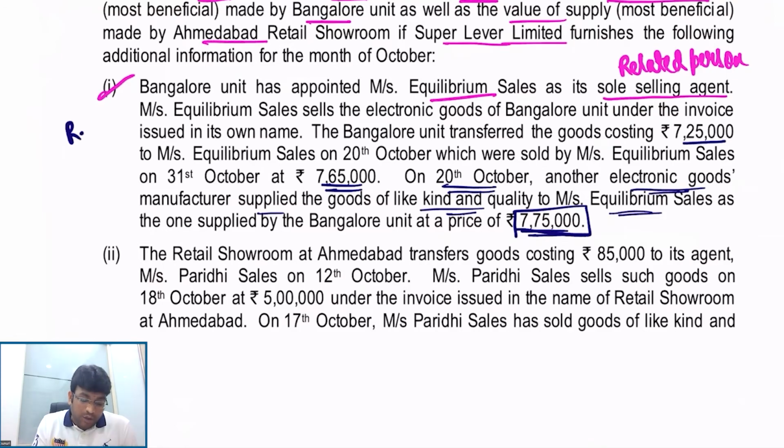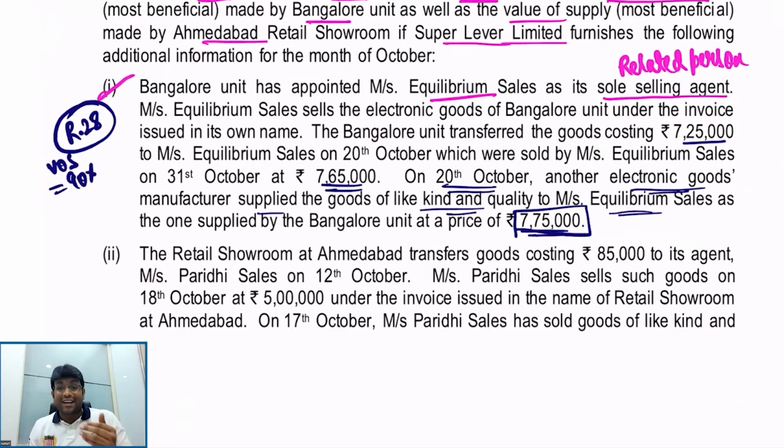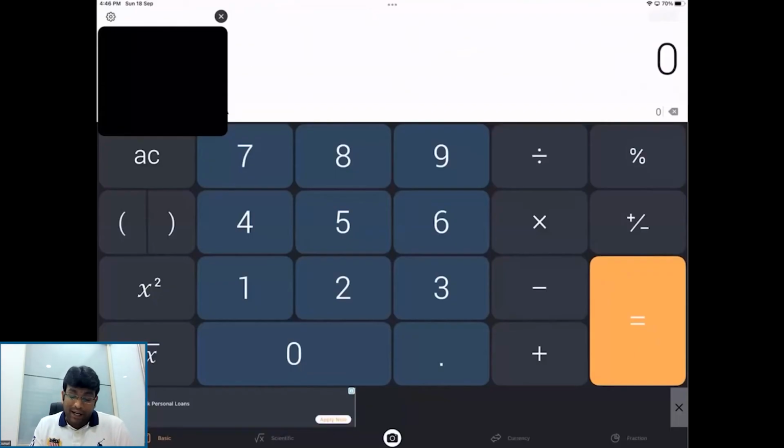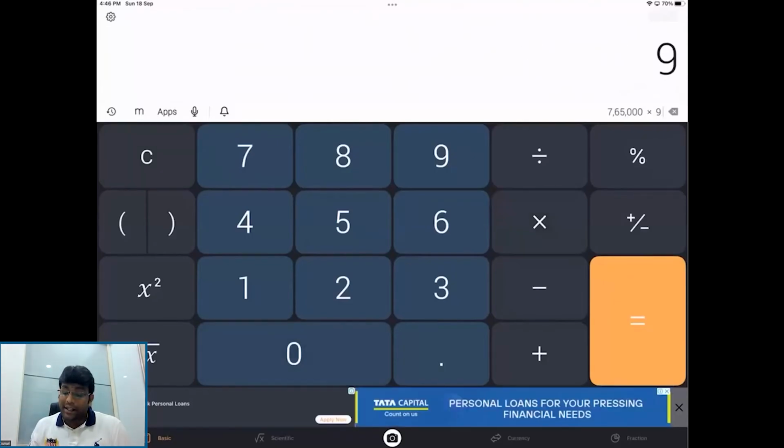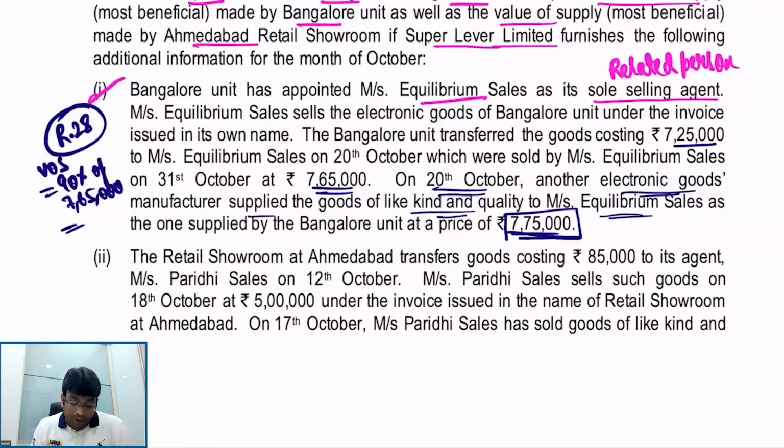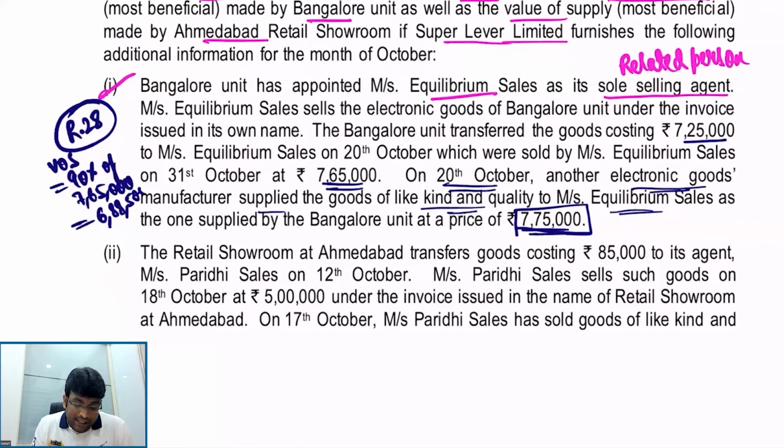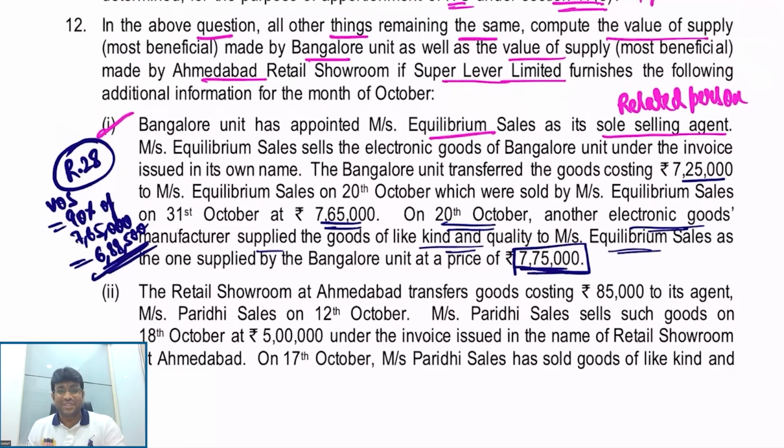But this provision is covered in Rule 28, which says if the goods are further supplied by the recipient as such, then the value of supply you can take is 90% of the price charged for that supply of goods to an unrelated customer. What value did we supply at? We supplied at 7,65,000. On that 7,65,000, if I take 90%, it comes to 6,88,500. And obviously, 6,88,500 is lesser than 7,75,000. So I would prefer to take the valuation as 6,88,500. You are getting my point, my dear friends? Very, very interesting question.